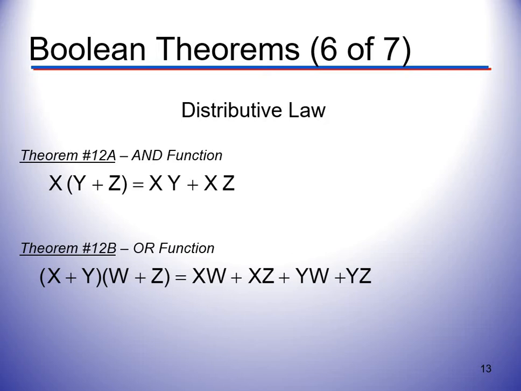In the bottom one, that's just FOIL, binomial multiplication, or the box method, however you learned it. First, outside, inside, last, whatever you need to do. You're going to multiply those. So X is going to get multiplied by W, and X is going to get multiplied by Z. Y is going to get multiplied by W and Y is going to get multiplied by Z. So however you need to expand that out. That's the distribution laws there.